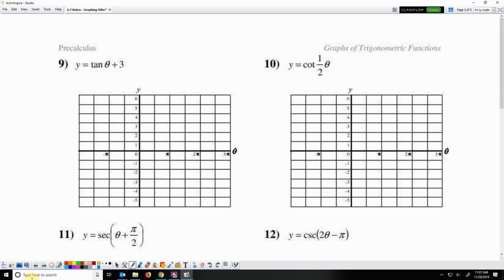So number 9, y equals tan theta plus 3. That plus 3 tells us this is going to shift up 3. Tan theta plus 3 is the same as sine theta over cosine theta plus 3. And with cosine theta in a denominator, I know cosine theta cannot equal 0. So I need to graph a cosine wave, but it needs to be shifted 3 units up. So that is going to be the sinusoidal axis of this cosine wave.